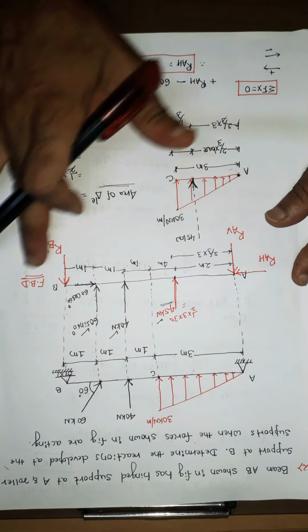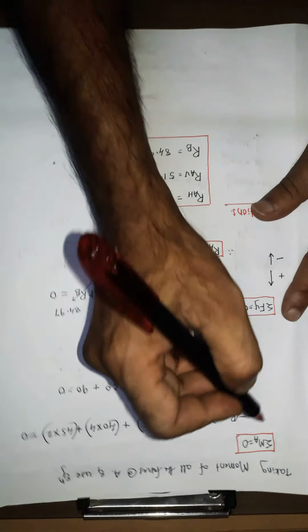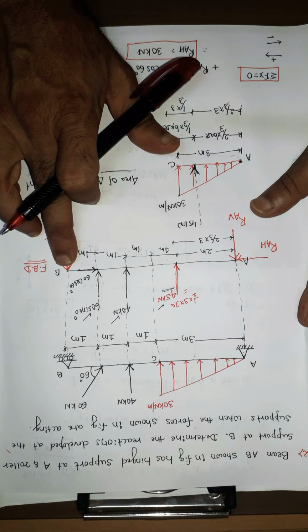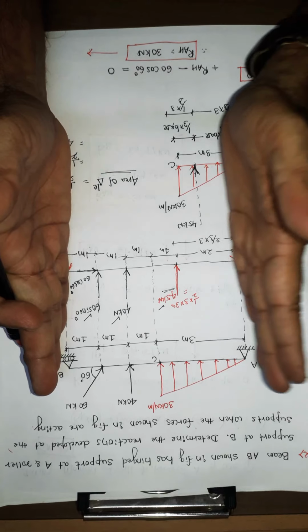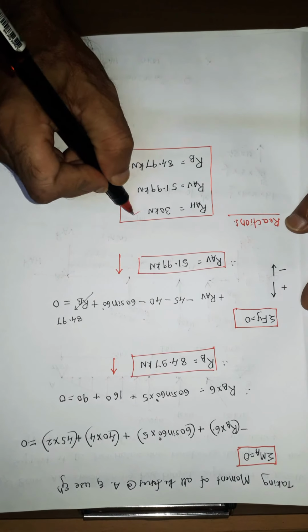Then this is a free body diagram. Use the equations summation Fx is equal to 0, summation M is equal to 0, and summation Fy is equal to 0. You can even take moment about B instead of A. If you take B, start from this end. Moment means force into perpendicular distance. Like this, you calculate the reactions.